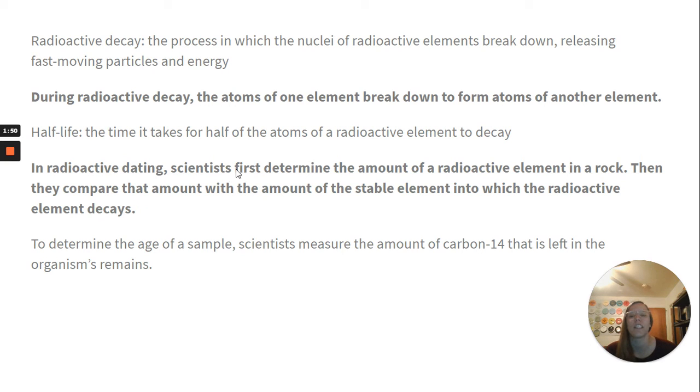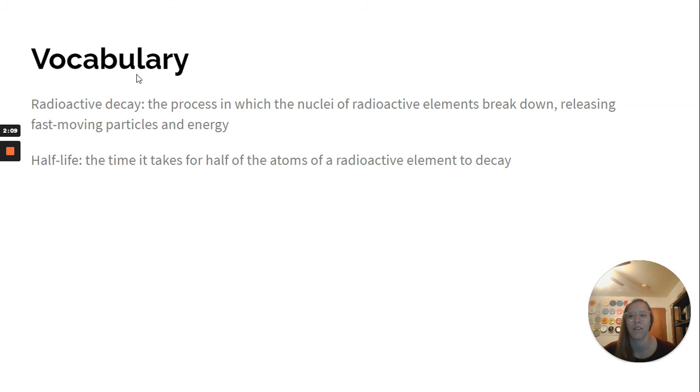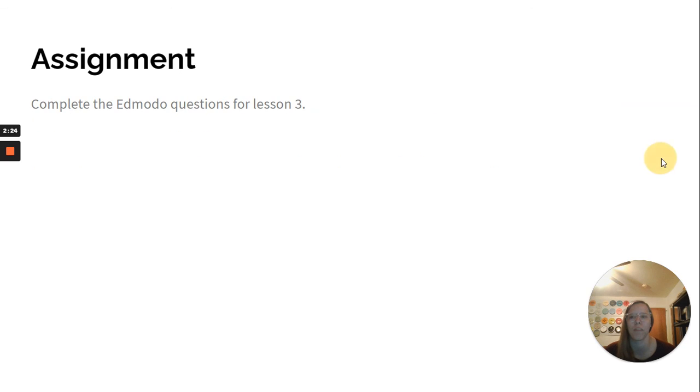In radioactive dating, scientists first determine the amount of a radioactive element in a rock. Then they compare that amount with the amount of the stable element into which the radioactive element decays. To determine the age of a sample, scientists measure the amount of carbon-14 that is left in the organism's remains. So our vocab: radioactive decay, the process in which the nuclei of radioactive elements break down, releasing fast-moving particles and energy. Half-life, the time it takes for half of the atoms of a radioactive element to decay.